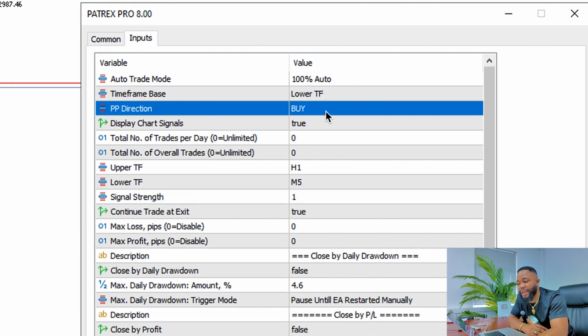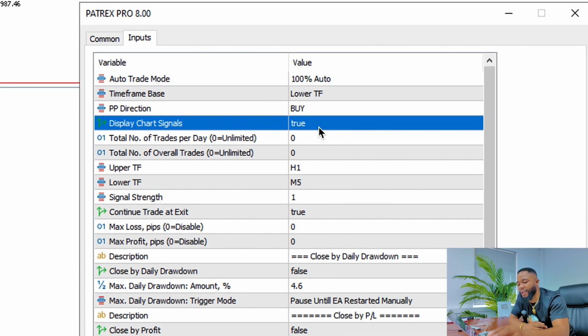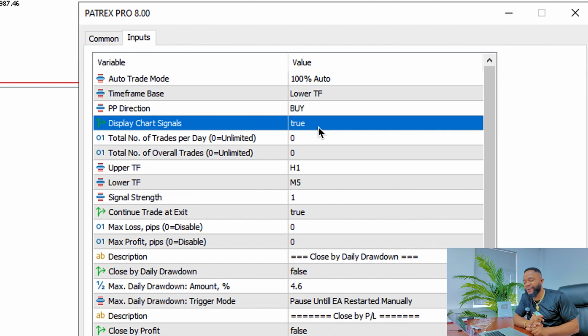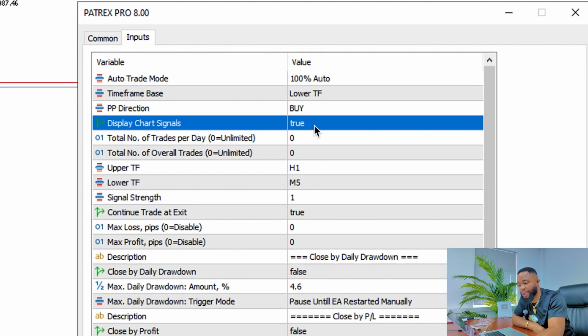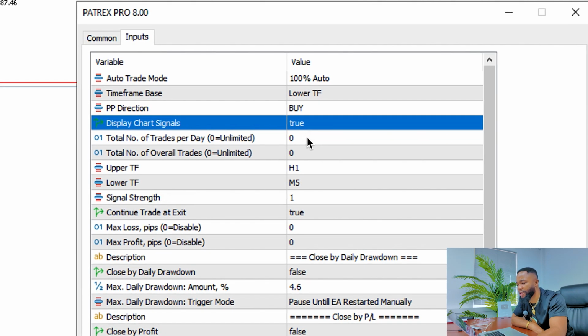Patrex Pro direction, this one is irrelevant since you've already put it on 100% auto. Then display chart settings, if you want to see that nice screen where you used to see what's happening on different time frames, if the market is buying or selling on different time frames, just put this one on true, then it's going to display it on your chart. So just put it on true so that you see it all the time.